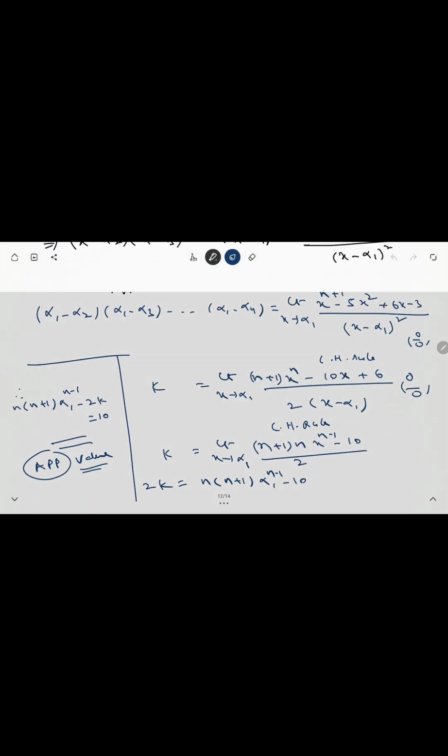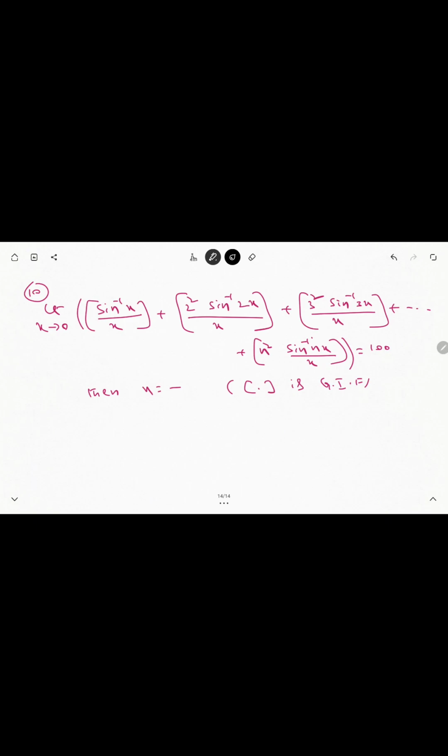One more problem we will do, the 10th one. So the 10th one is limit x tends to 0, box of arc sin x by x, plus box of 2 square into arc sin 2x by x, plus box of 3 square arc sin 3x by x, plus so on. The final one is n square here, where box means integer part. You have to find the value of n whenever the total limit is 100. The limit is given as 100. We should find the value of n, n belongs to capital N. So try to solve it.